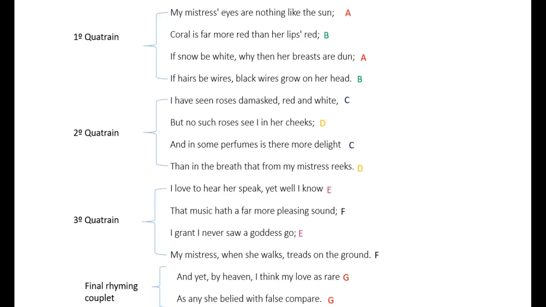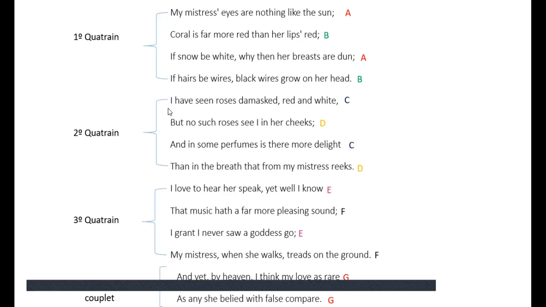And it goes on, and we have in the second quatrain the lyrical I. For the first time, we read that we have the author of the poem as the protagonist of the sonnet. And he says, I have seen roses damasked, red and white.